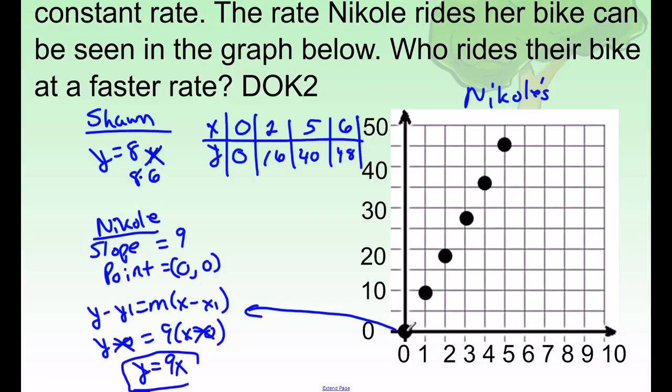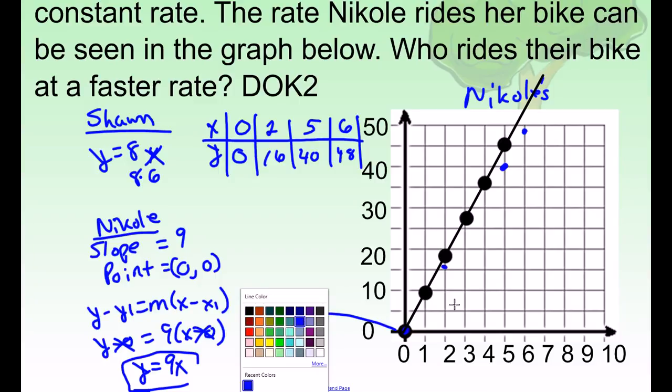Okay, so Sean's graph, there's a blue dot there. 2, 16, that's 15, so 16 would be a little above. 5, 40, that's much lower. 6, 48. Like that. So if I connect the two, let's see, I'm going to use a black line for Nicole. And I'm going to use a blue line for Sean.